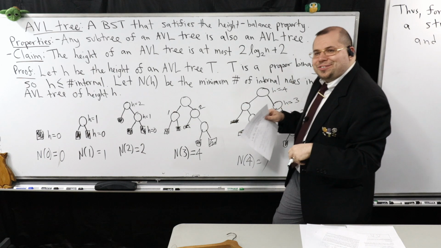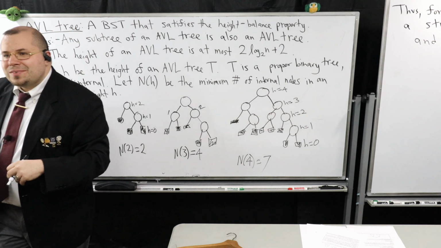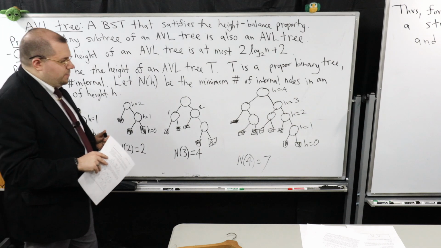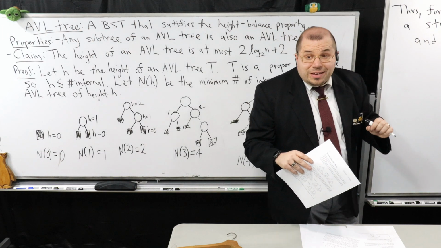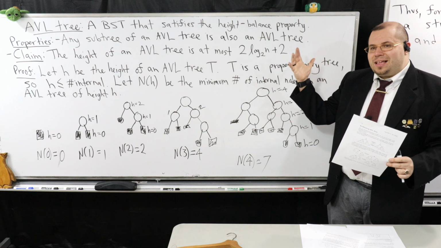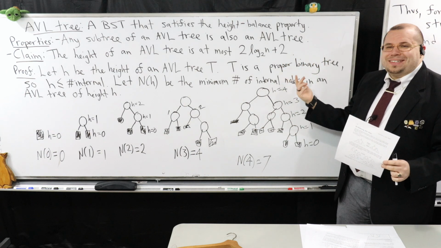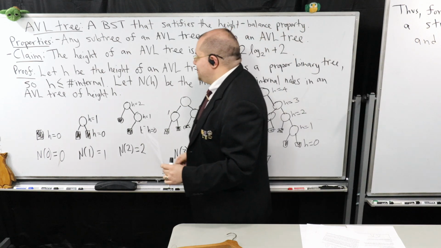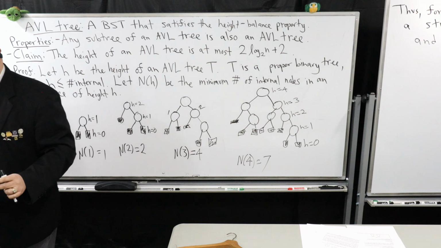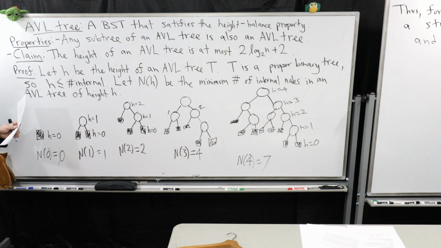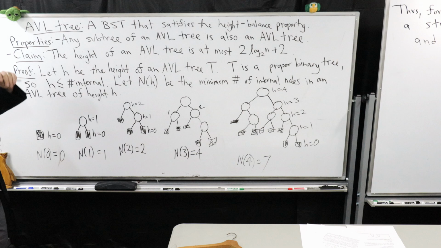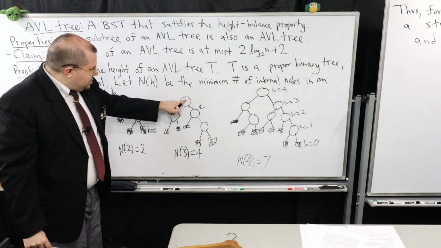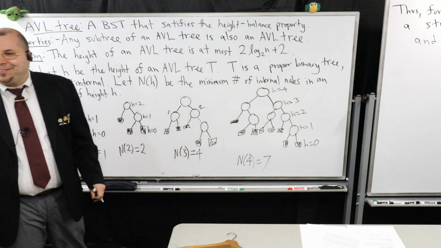Does anybody see anything interesting going on? I must stress that all of these are AVL trees, every single one of them. The only thing I haven't done is label keys or anything. You can easily ensure that it imposes the binary search tree property in the most trivial way possible. I'm just focusing on the height balance property at the moment. So why is n of 3 4? 1, 2, 3, 4. There are 4 internal nodes.